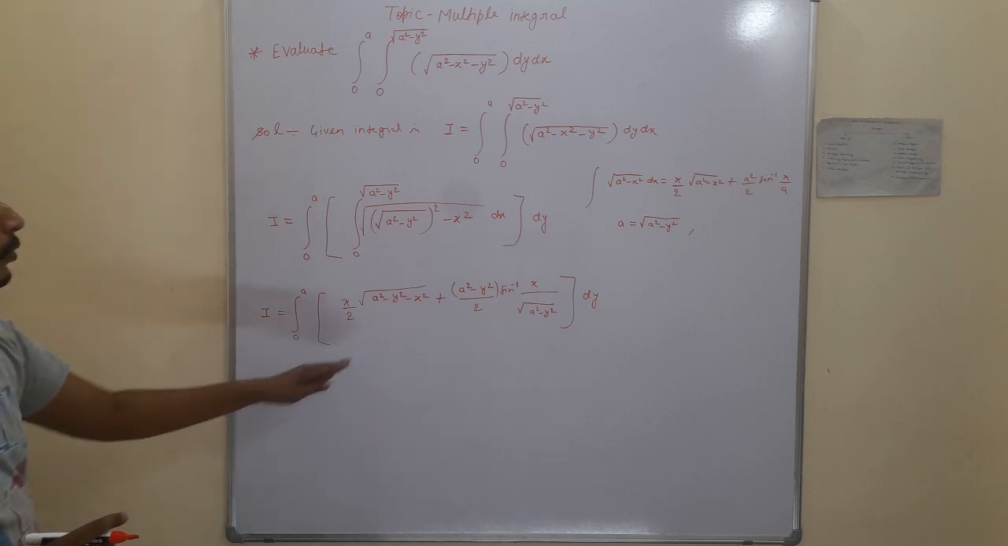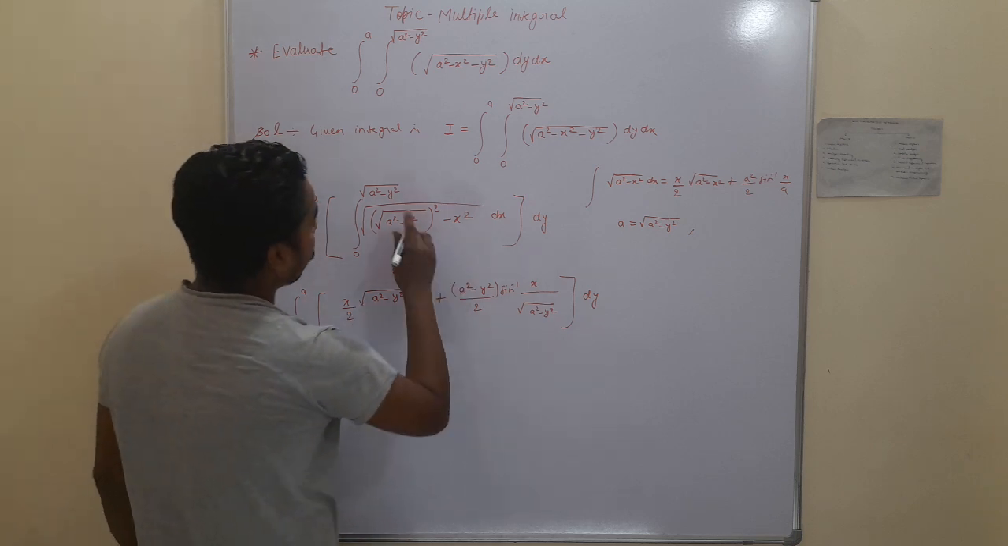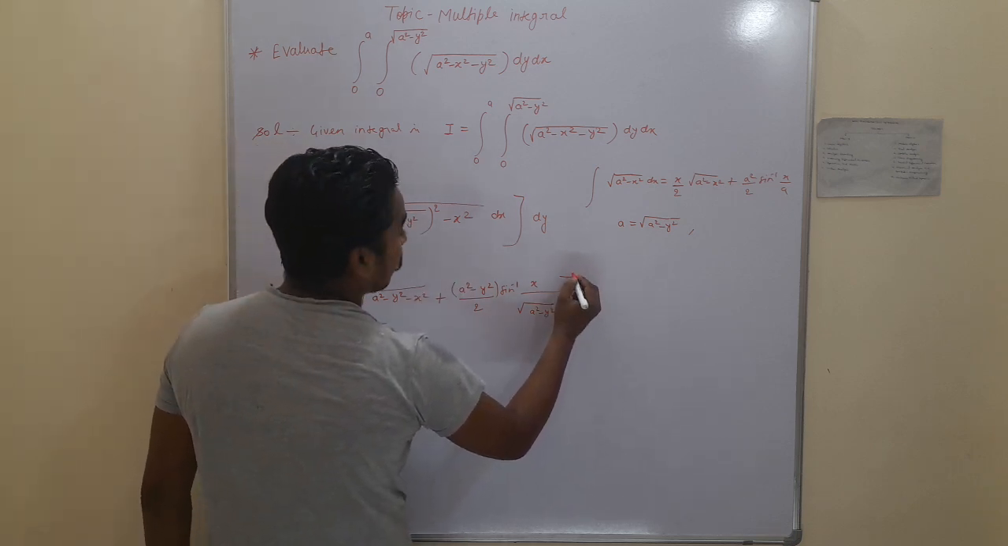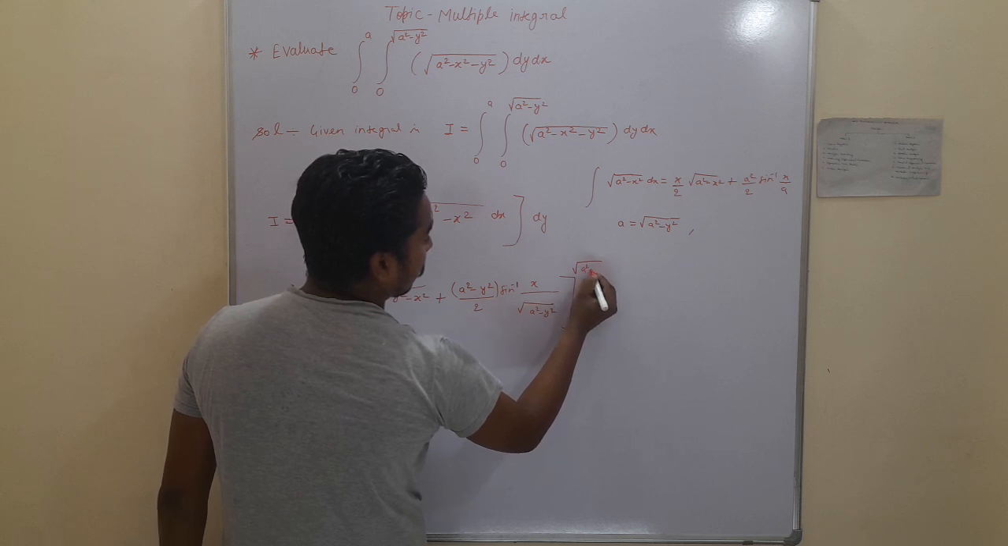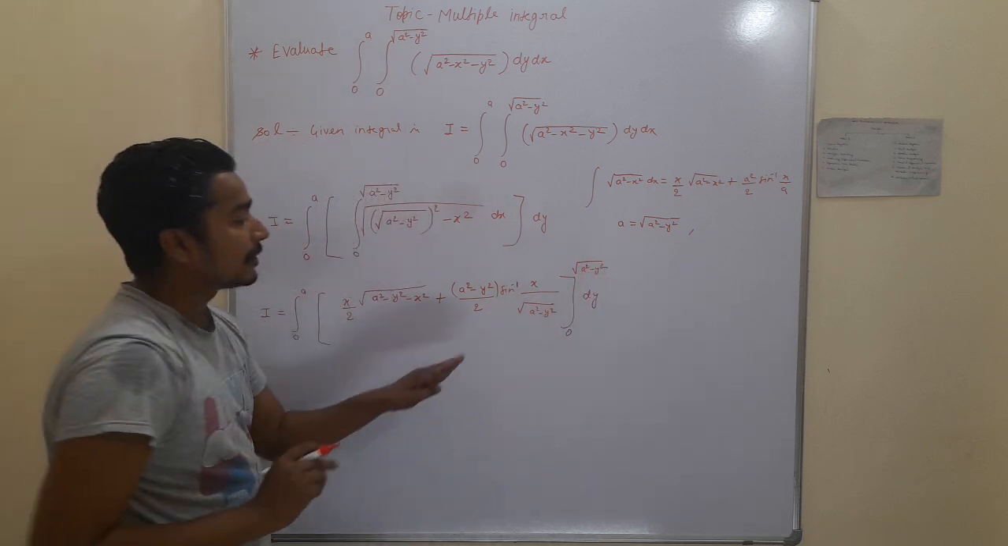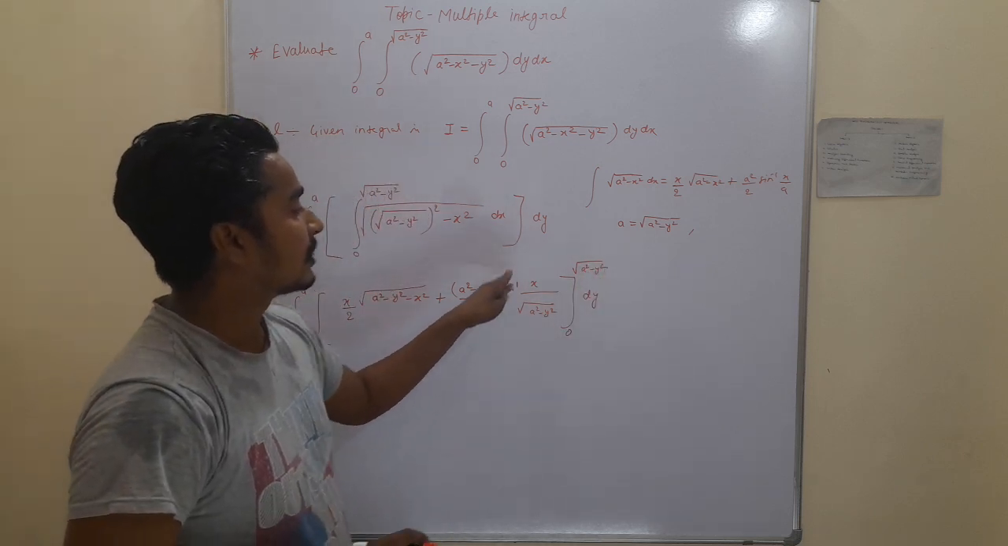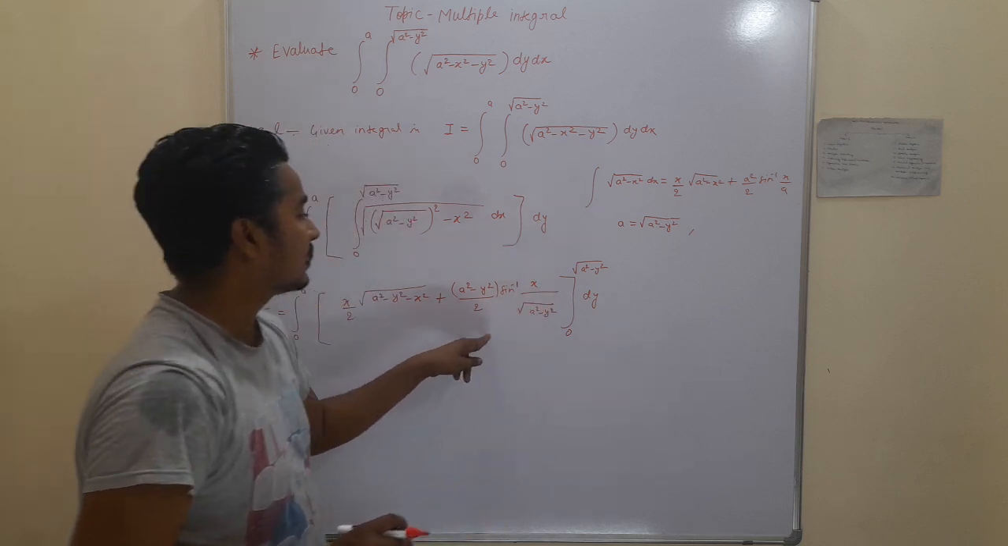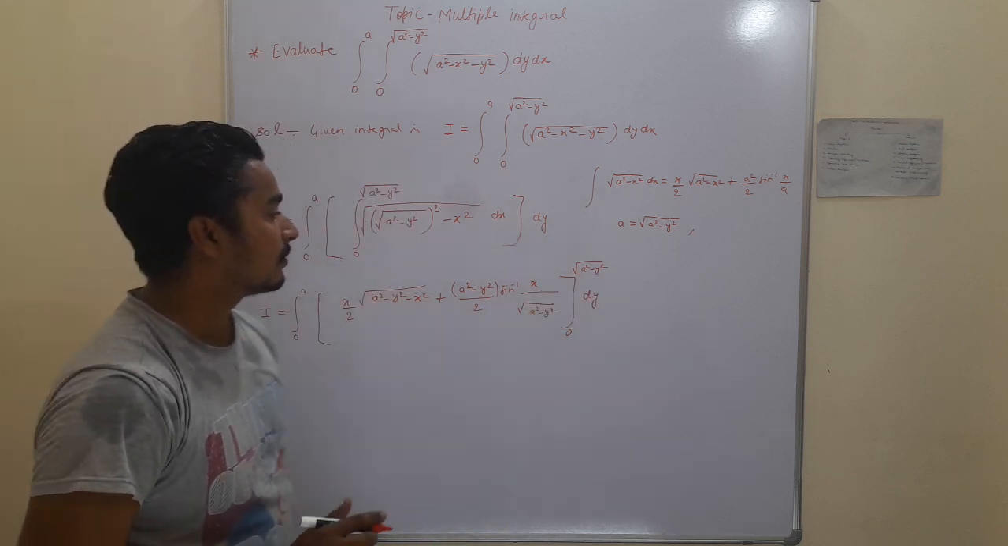And further we have to put the limit also here, the limit is 0 to under root of a square minus y square. We have to integrate the given function first with respect to x, so we have to put in place of x under root of a square minus y square.